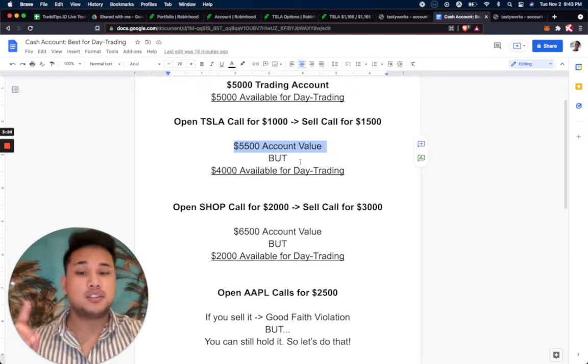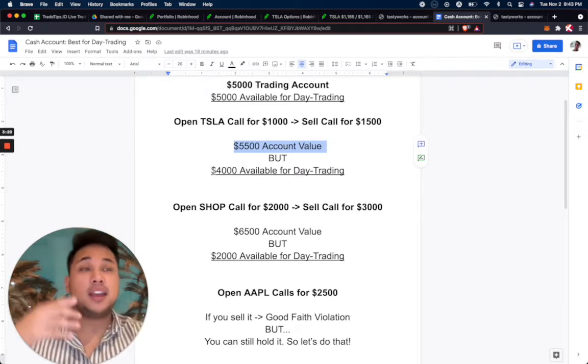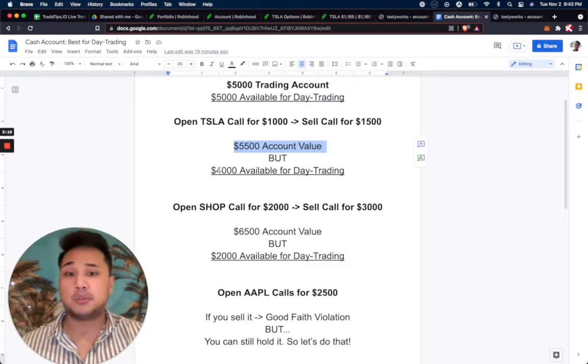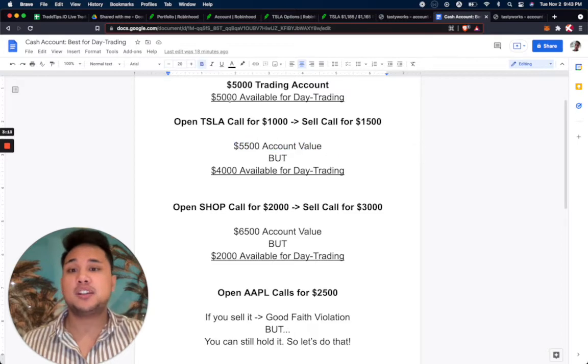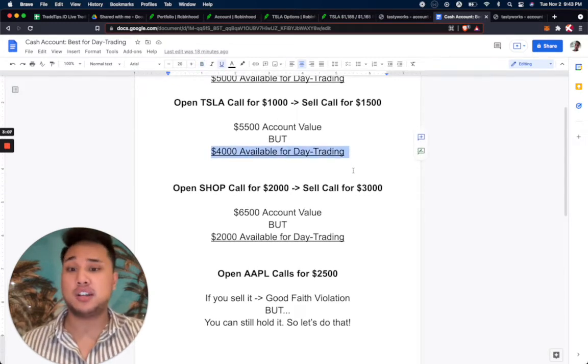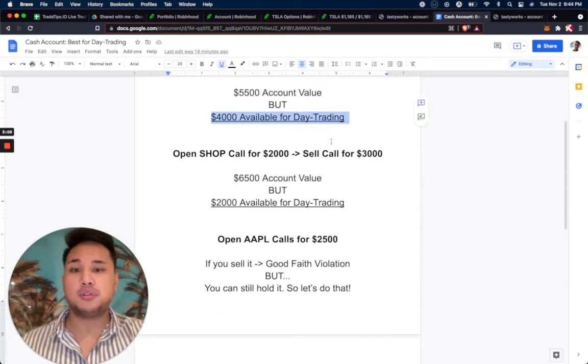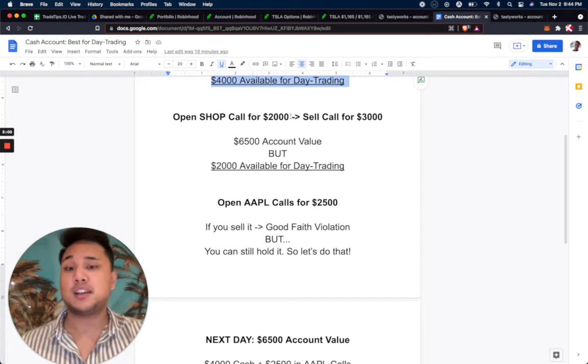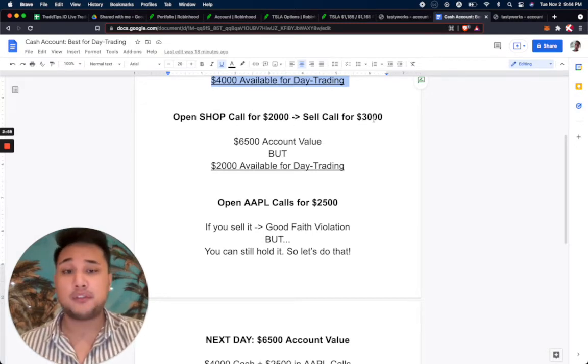But here's the catch. They have this secret variable that we can't see and that we have to make a mental note for, and that's this freely available cash for day trading. Because we had $5,000 available in the beginning of the day and we used $1,000 of it, we only have $4,000 left for day trading. So let's say we go through our day and we find these Shopify calls and we spend $2,000 on them and we make a good profit off of it.